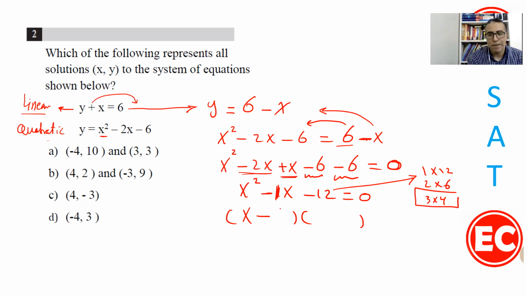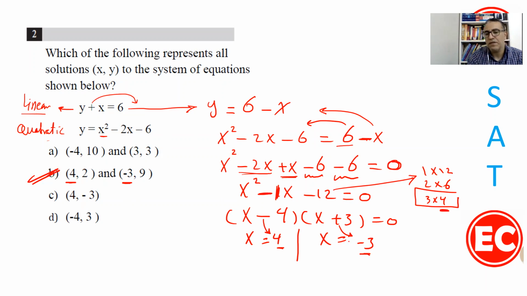So it's x minus 4, as the greatest number is 4. Take the sign of the middle. And x plus 3 equal to 0. So x is equal to 4. If it's minus, it becomes positive, and if it's positive, it becomes negative. So the two values of x are 4 and negative 3. So the answer is 4 and negative 3.